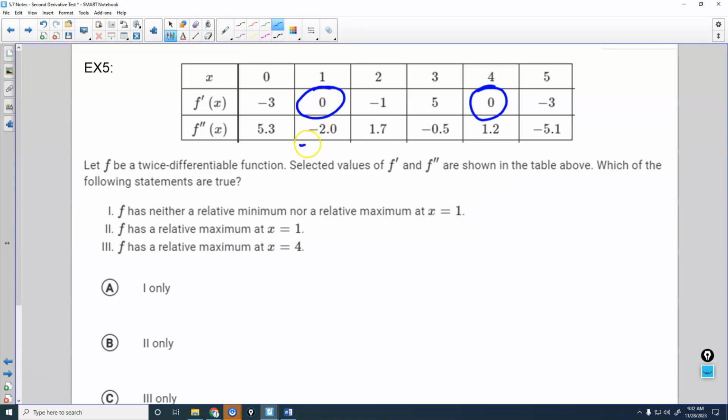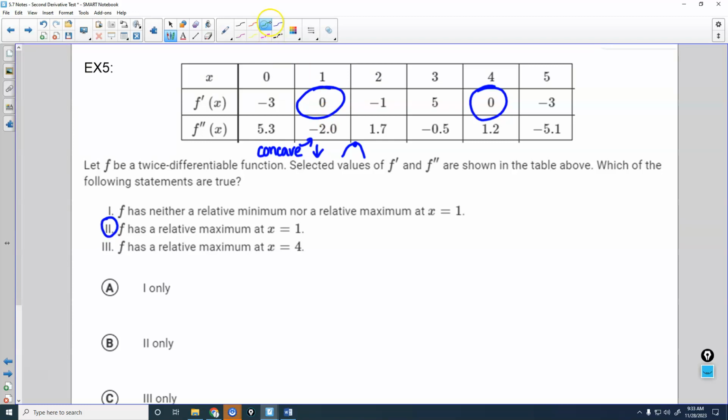So we want to look at the second derivative. Right here it is negative. That tells me this is concave down. It looks like this. What do I have if my graph is concave down? Maximum or minimum? Maximum point. So at 1 we should have a maximum, so 2 should be correct.